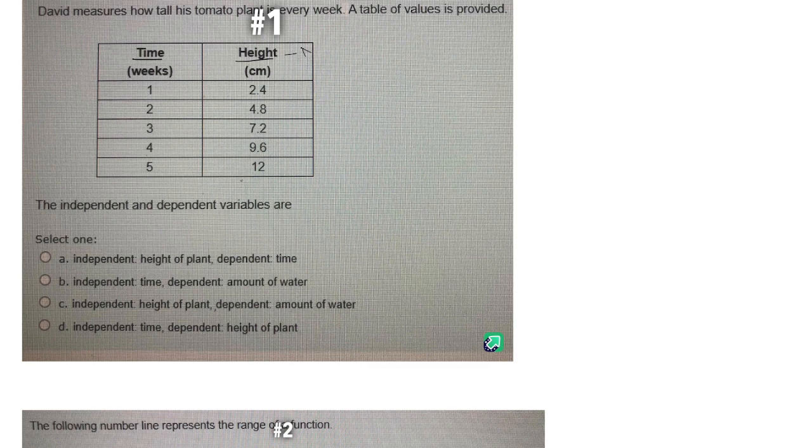So height will be the dependent, and then the time will be independent. So think of this as x and y. Like this will be your x, this will be your y.